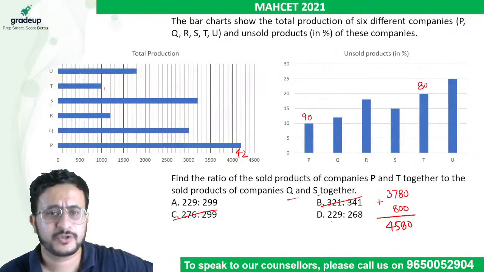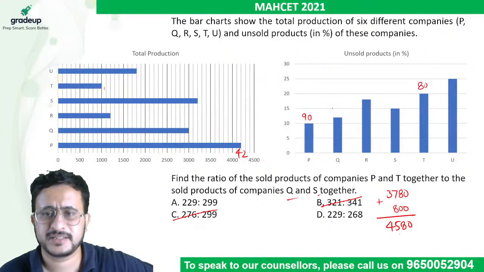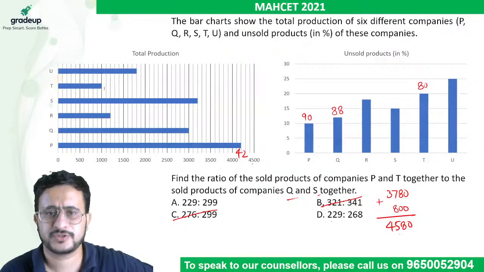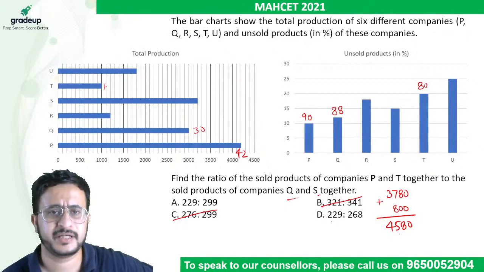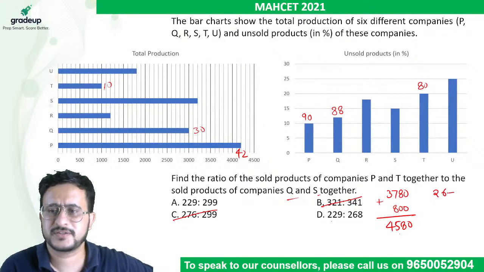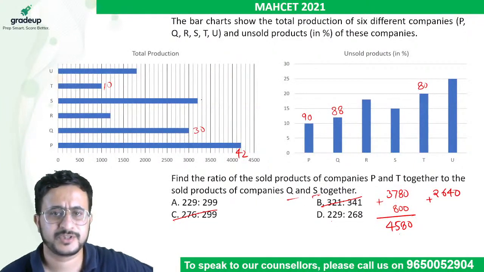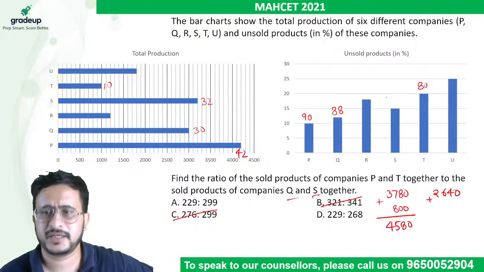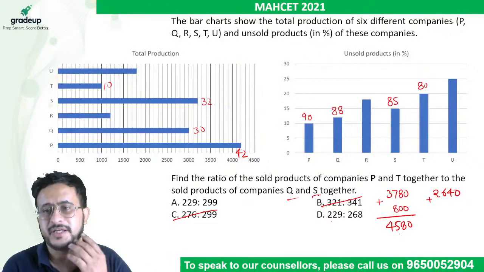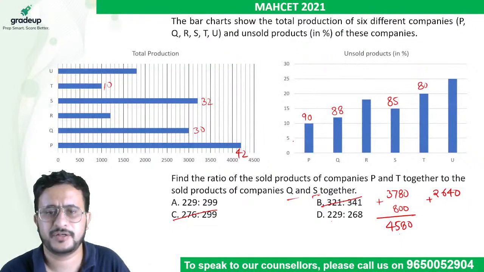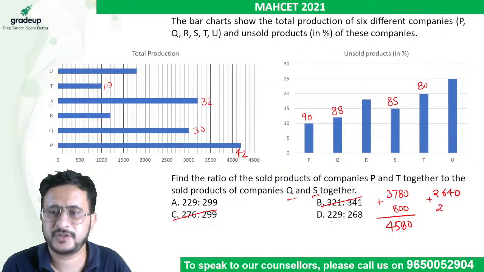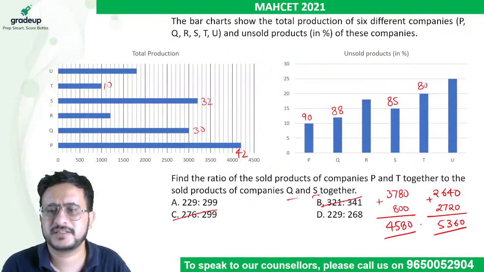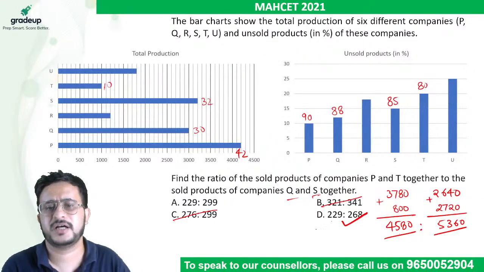Q and S. So Q, how much is it? 3000, and 88% is sold. So 30 into 88, you will get 2640. Okay, for Q. And S, S is how much? 3200, right? And S is 85% unsold, so you will get 85 into 32, that will be 17 into 16, 2720. The total is 5360, right? So when you take the ratio, you should get the answer as option D.